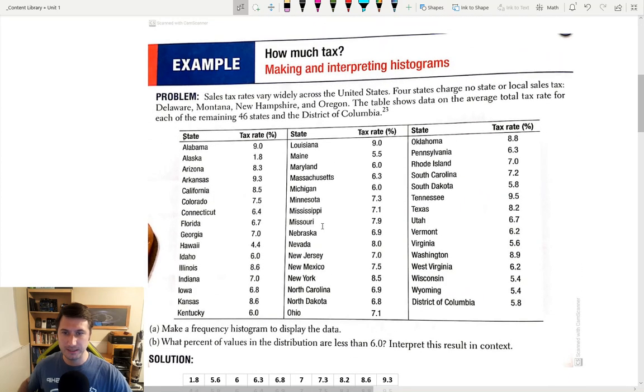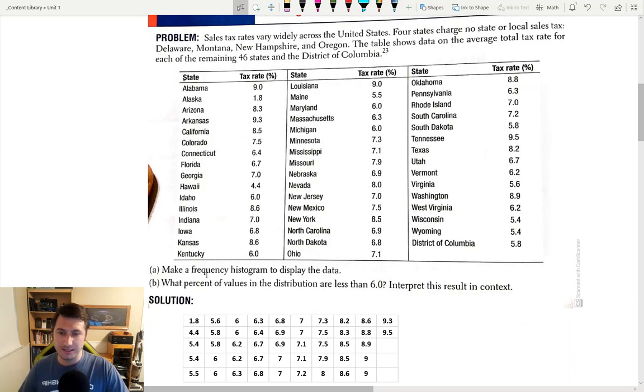So we've got some data here. Sales tax rates vary widely across the United States. Four states charge no state or local sales tax: Delaware, Montana, New Hampshire, and Oregon. So if you don't like sales tax, go there. The table shows data on the average total tax rate for each of the remaining 46 states and the District of Columbia. So there should be 47 pieces of data here, I believe. And they ask us to make a frequency histogram to display the data.